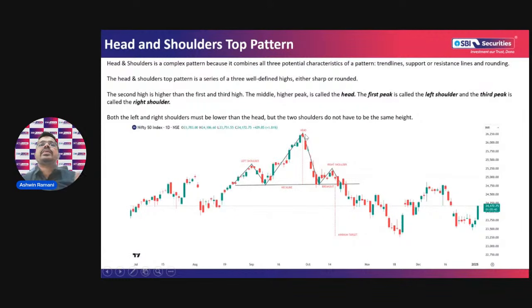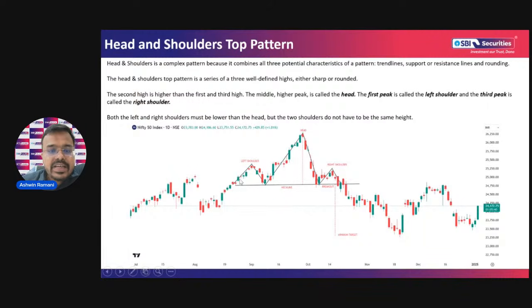So basically, imagine this is a shoulder. So this is my high. The head is my high. And my right shoulder again is a high here. So my head is higher than my left shoulder, and the head is higher than my right shoulder. So this is the left shoulder, the first peak. This is my head. And this is my second shoulder. So that's shoulder, head, shoulder. That is called your head and shoulders pattern.